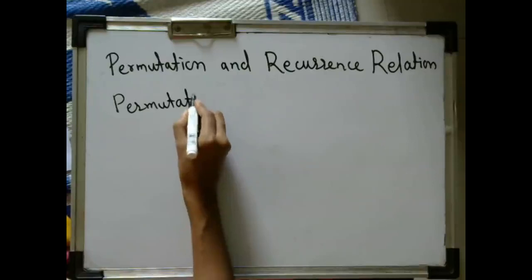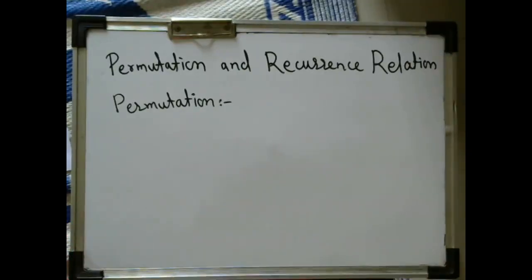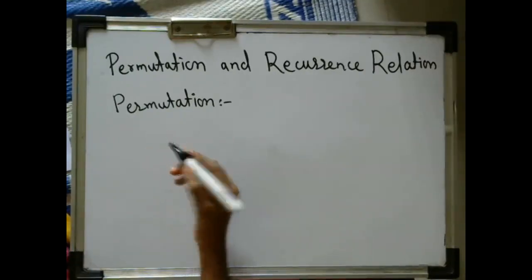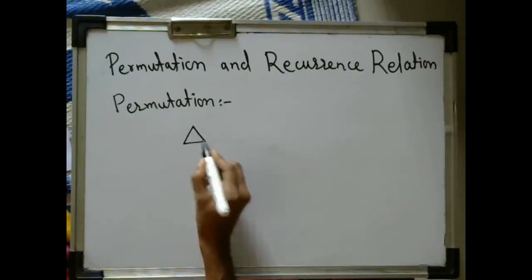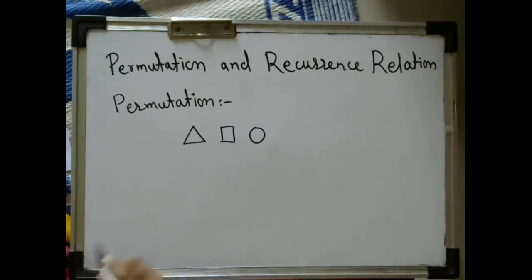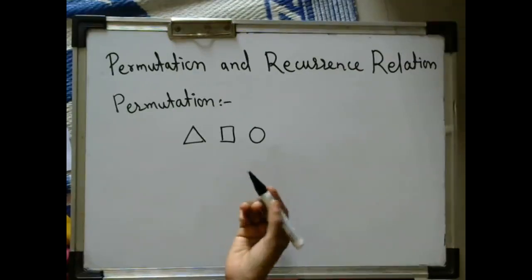You must already know what permutation is because you must have studied this topic in your 12th standard. So what is permutation? Permutation is nothing but arrangement of objects. Let me take one simple example. If you have three objects, say triangle, circle and square, and you want to arrange these three objects, how many arrangements are possible?